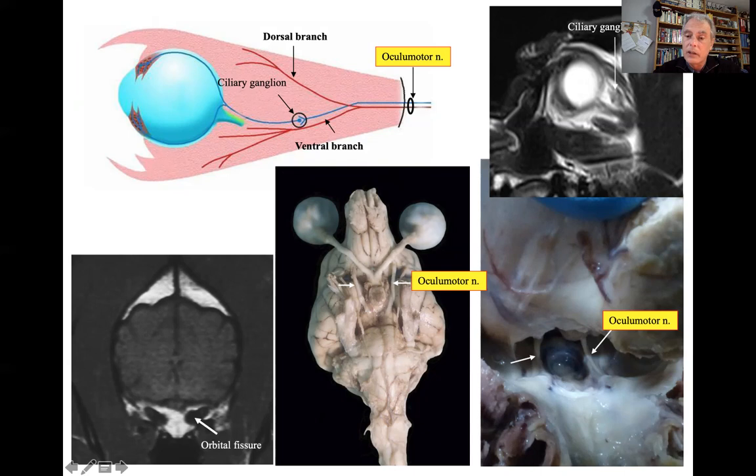In a dissection, when we are removing the encephalon, right, this is a view where we can identify the olfactory bulb, the olfactory peduncle, right? Here is the floor of the cranial cavity. We have the sella turcica here, and there you have the oculomotor nerve.